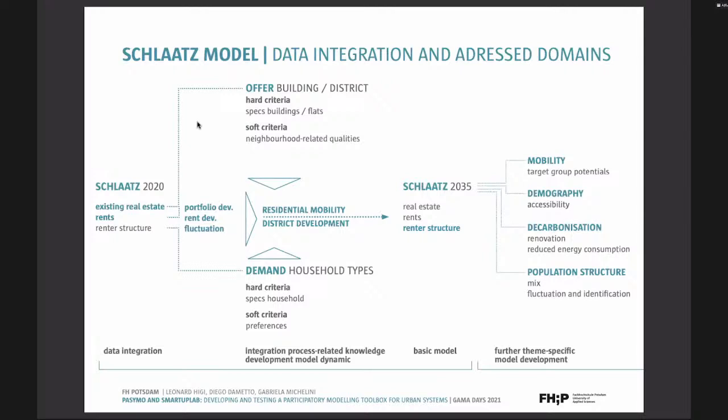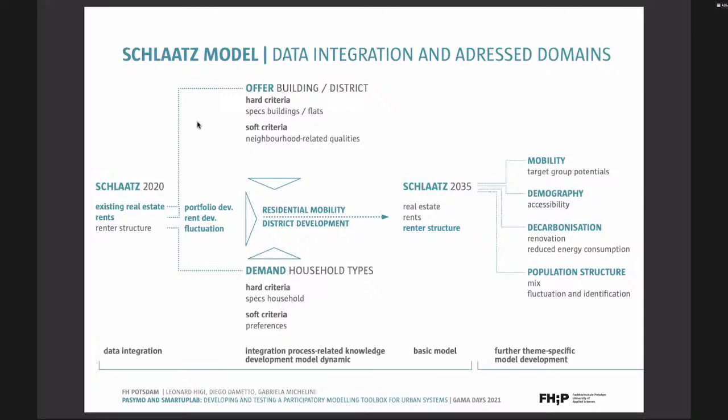In our cooperation with the municipal housing company of the city of Potsdam, we used Gama, for example, in a Pasmio approach for integrating data into a co-created model on integrated district development, addressing different domains related to the transformation of the late GDR social housing district. We'll have a closer look here at the model of the district of Schlaatz, Potsdam, that is part of our model library.